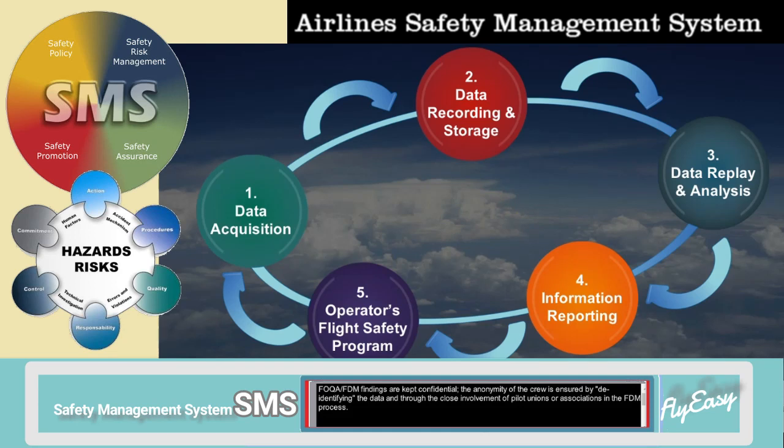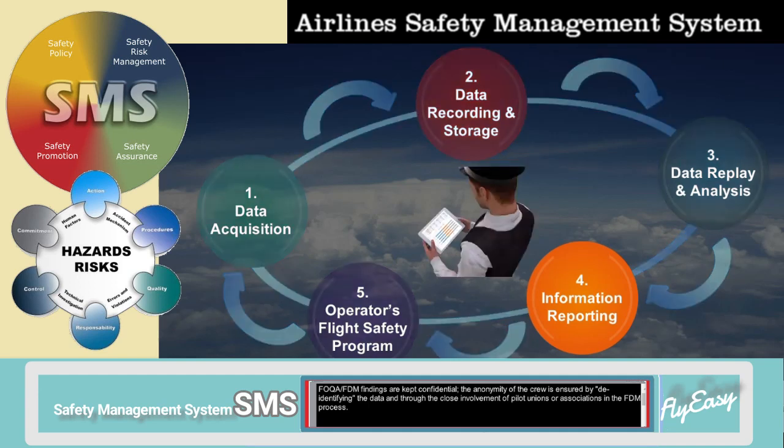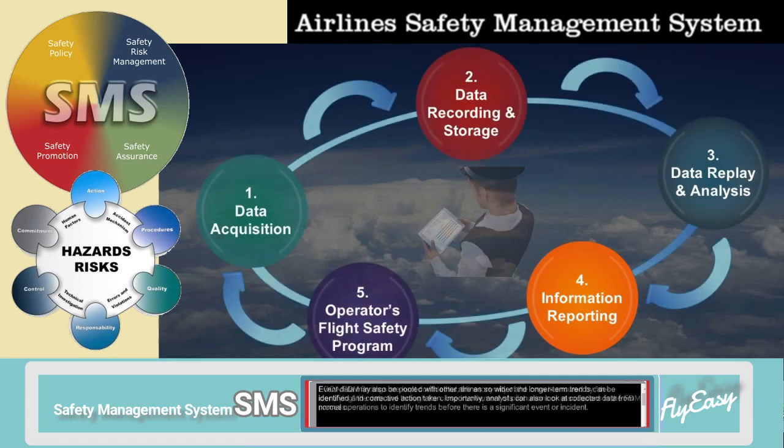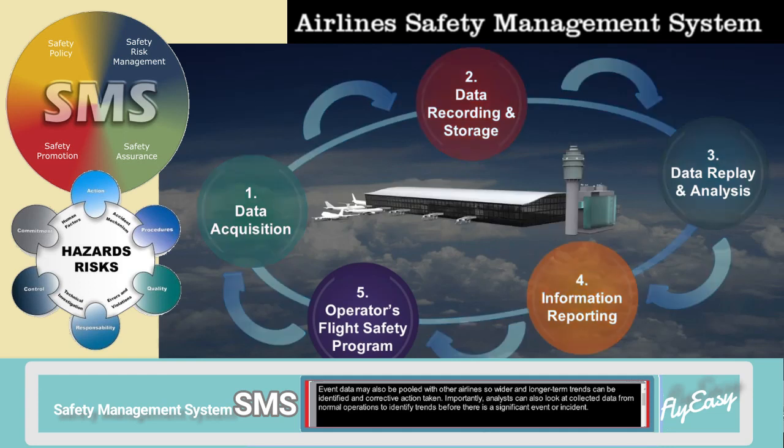FOQA FDM findings are kept confidential. The anonymity of the crew is ensured by de-identifying the data and through the close involvement of pilot unions or associations in the FDM process. Event data may also be pooled with other airlines, so wider and longer-term trends can be identified and corrective action taken. Importantly, analysts can also look at collected data from normal operations to identify trends before there is a significant event or incident.